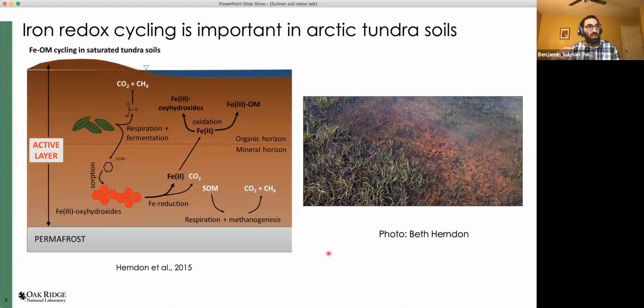From the chemistry point of view, it's a lot of interesting complexity, but also just from looking at these soils, you can see the influence of the iron cycle. You have these iron oxides forming in visible amounts on the surface of these flooded soils as a result of this really active iron cycle.